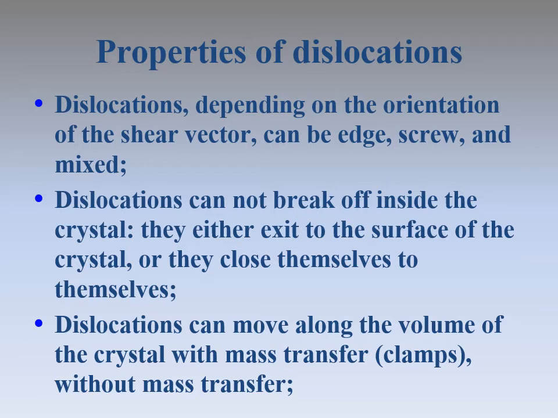On this slide, you must remember these properties, it is very important. The main properties of dislocation. Dislocation, depending on the orientation of the shear vector, can be edge, screw, and mixed. Dislocations cannot break off inside the crystal; they exit to the surface of the crystal or they close onto themselves, creating a dislocation loop. And the third, dislocation can move along the volume of the crystal with mass transfer. This movement is called climb; movement without mass transfer is called glide.